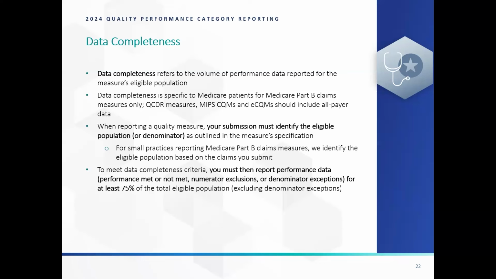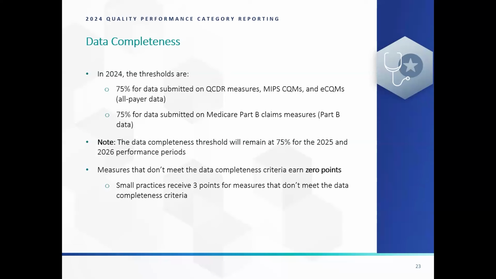Next slide, please. Now I'm going to continue with data completeness threshold. For 2024, the data completeness thresholds are 75% for data submitted on QCR measures, MIPS CQMs, and ECQMs. Again, these are all payer data. The data completeness threshold is also 75% for data submitted on Medicare Part B claims measures, or Part B claims data. I want to note that the data completeness threshold will remain at 75% for the 2025 and 2026 performance periods. Quality measures that don't meet the data completeness threshold earn 0 points. Again, small practices will receive 3 points for measures that don't meet the data completeness threshold criteria. Next slide, please.